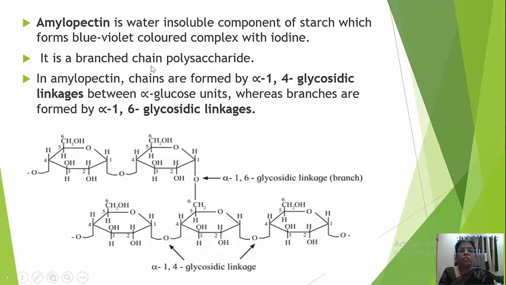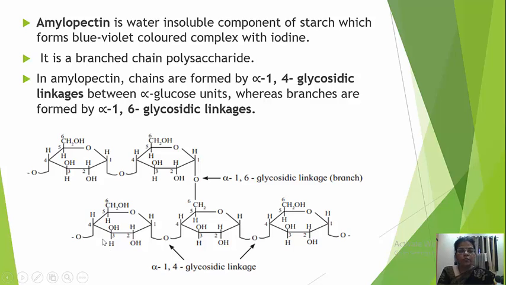It is a branched chain polysaccharide. In amylopectin, chains are formed by alpha 1,4 glycosidic linkage between alpha glucose units, whereas branches are formed by alpha 1,6 glycosidic linkage. Now look here, this is the structure of amylopectin. Here this is alpha glucose, this is alpha glucose, this is also alpha glucose. All these are alpha glucose, but the structure is branched.